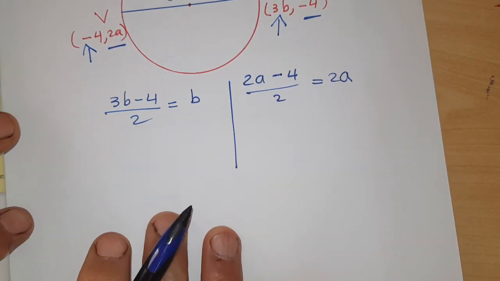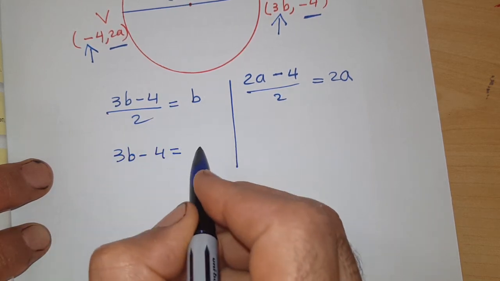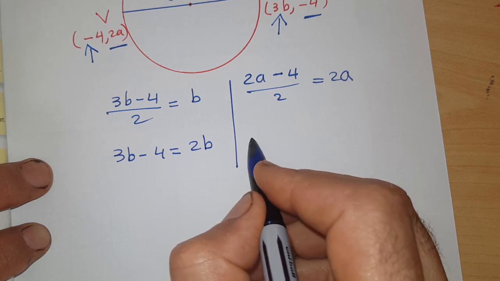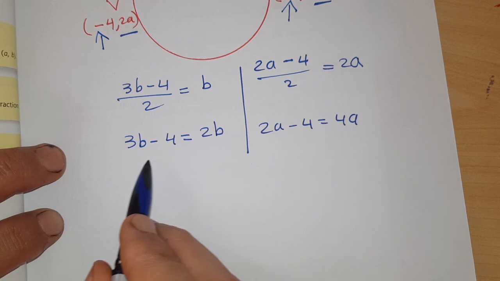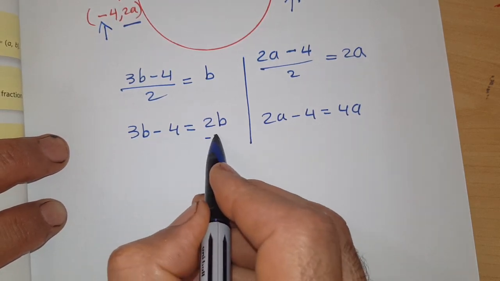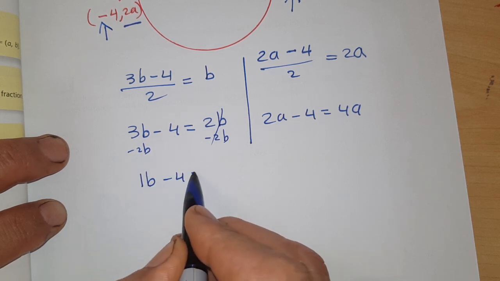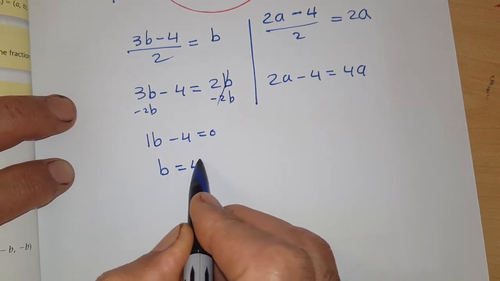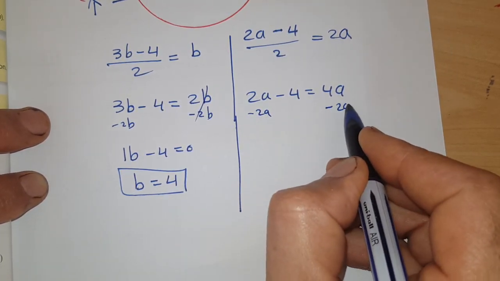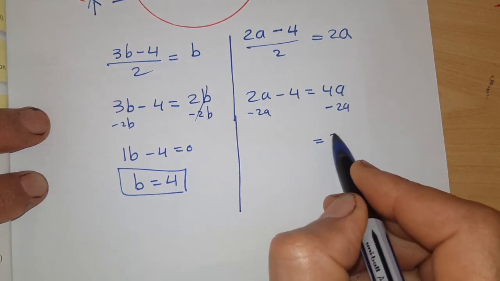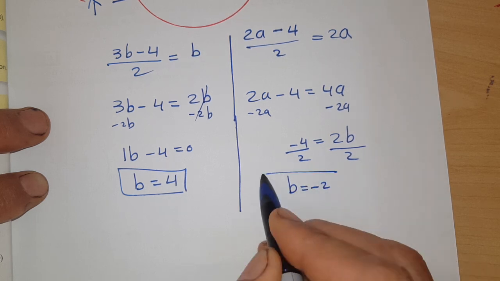Okay, I now form two equations. We try to solve them. Multiply by 2 on each side: 3B minus 4 is equal to 2 times B, which is 2B. Multiply by 2 also here: 2A minus 4 is equal to 4A. So this one is only in terms of B, just solve it, minus 2B each side. So B minus 4 is equal to 0, so B is equal to 4.